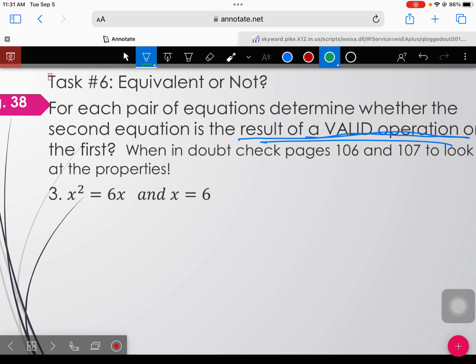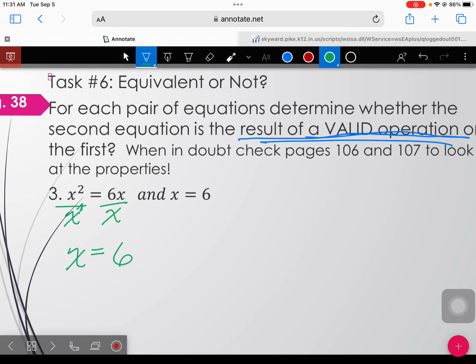So, what do we think? Is there something we can do? Leah, what do you think? I divided by x. And I was like, cancel it out. Okay. What is x squared divided by x? X. Yes. So it's x equals 6. So we did go from the one to the other, right?